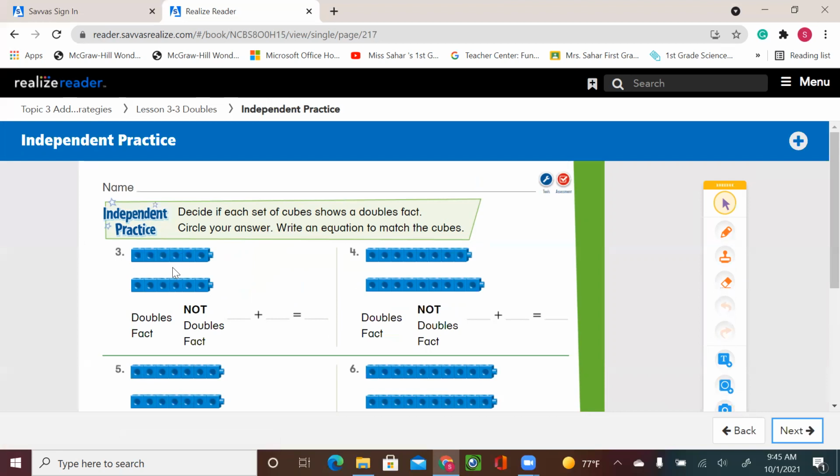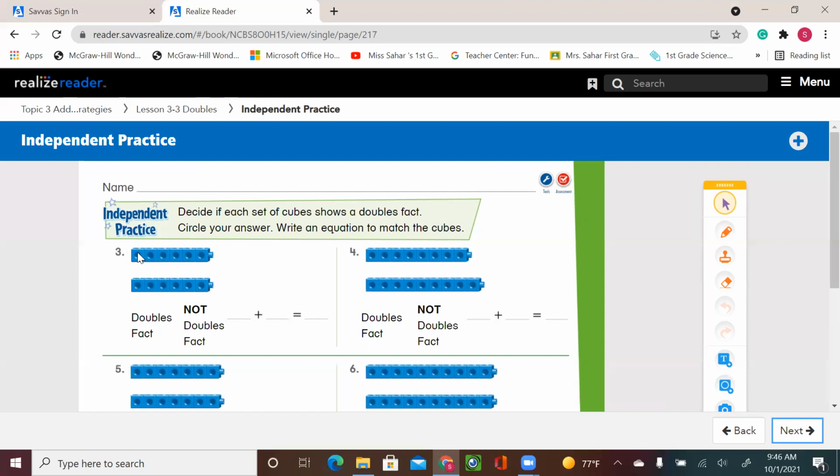Doubles fact. Well, I don't want to really count like kindergarten or little ones. I know now I'm in first grade and I can skip count. I want to do something new. So I'm going to say 2, 4, 6, 8, 10, 12. 12. I know my double facts.